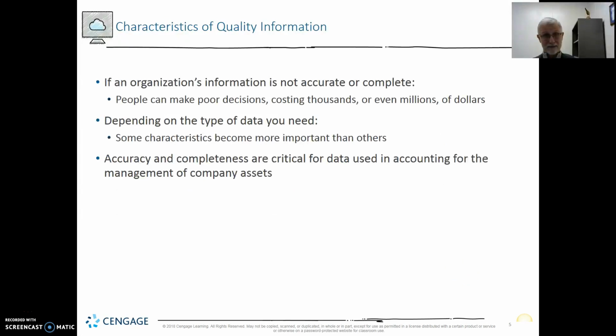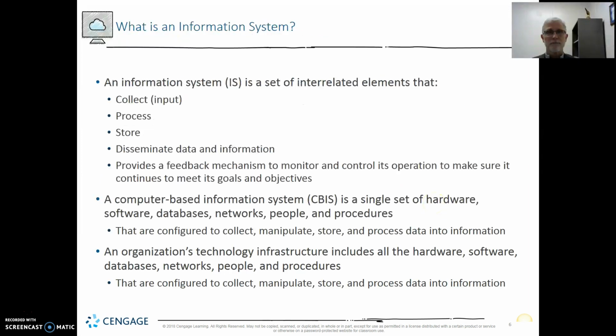Now, characteristics of quality information. Not everything you read on a report is accurate. We make decisions all the time, and the question is, what data and information do I use to make those decisions? You need to make sure your data is accurate. The chapter goes through some very important characteristics of the type of data, and making sure that data is accurate is crucial.